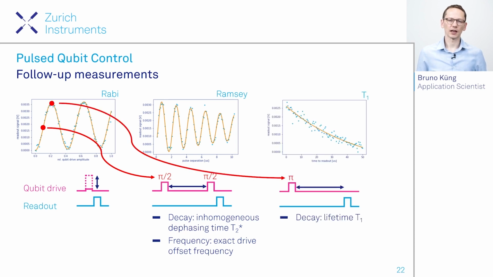T1, lifetime measurements. Here you start with a pi pulse obtained from the Rabi data, and you vary the separation between the pi pulse and a readout pulse, and this gives you a decay from the excited state back to the ground state, so that decay time that you measured there is the qubit lifetime T1. And now again, back to the lab, back to Michele, who will show us the Rabi oscillation measurements in practice.